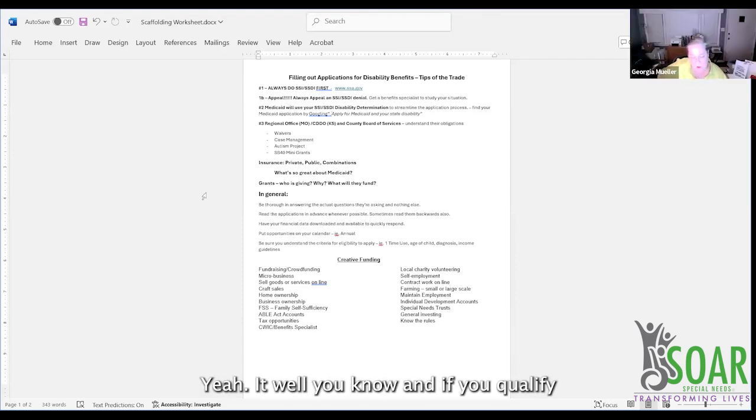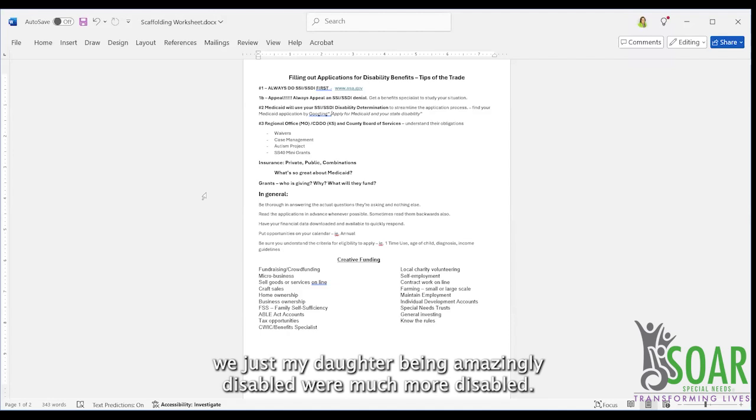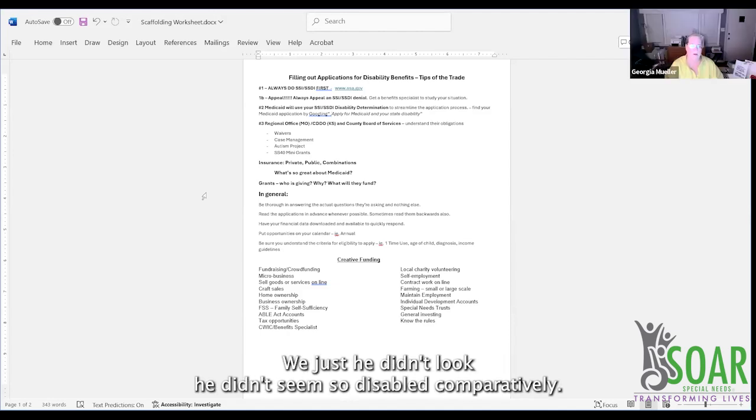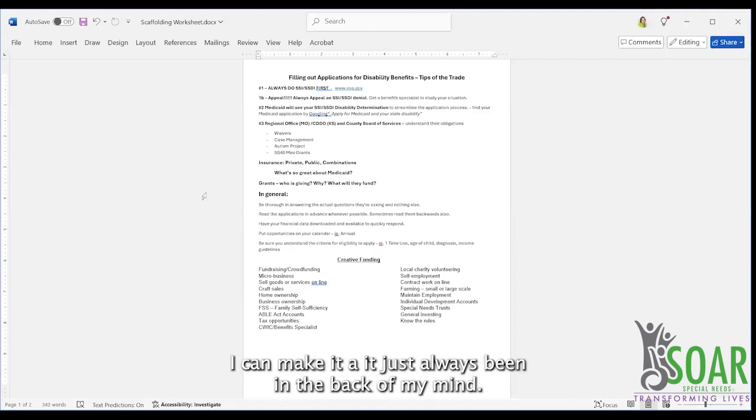Well, and if he qualified before, chances are he'll qualify now. Well, we had never taken him in because at this point my daughter was amazingly disabled, much more disabled. He didn't seem so disabled comparatively. It just grew on him. Right. So yeah, it's a phone call. I can make it. It's just always been in the back of my mind.